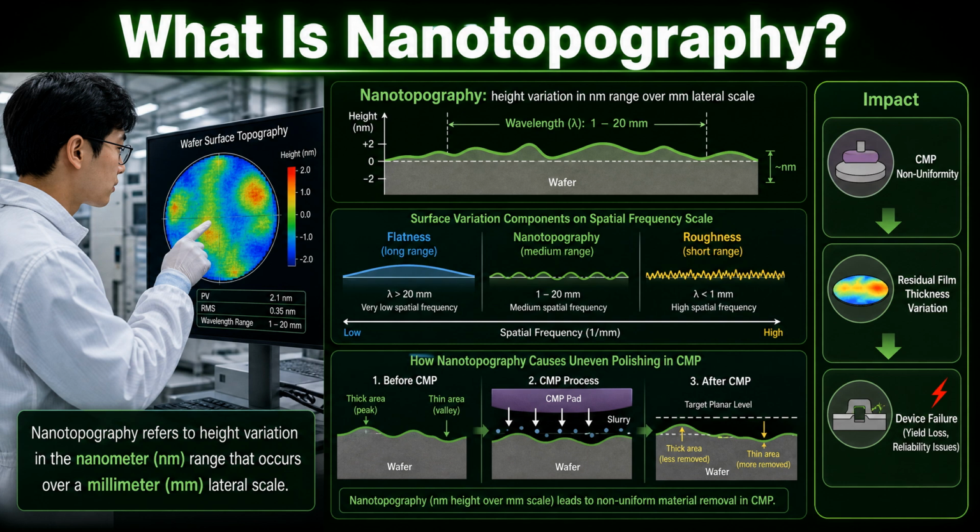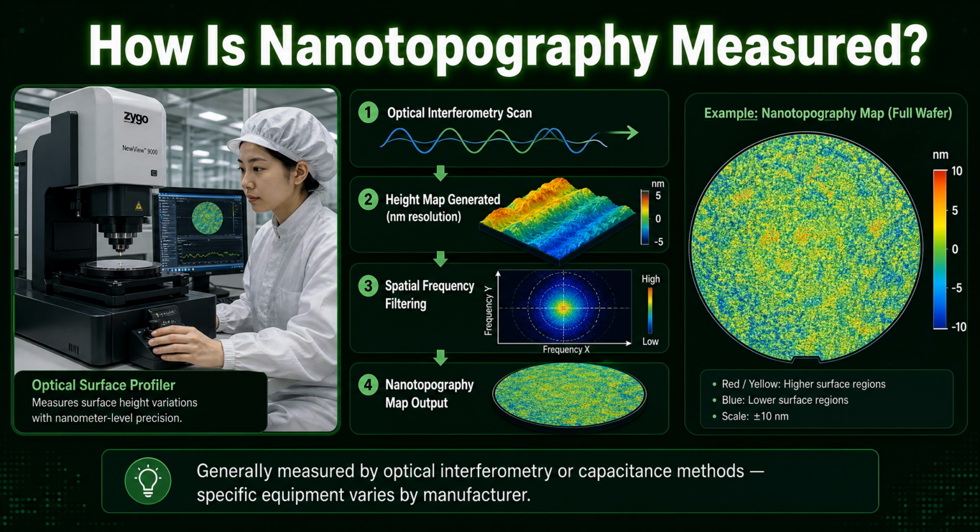Why does this matter? During CMP, chemical mechanical polishing, the polishing pad presses against the wafer surface. If the surface has nanotopography, the higher areas get polished more, and the lower areas get polished less. This creates uneven film thickness across the wafer, which can lead to device failure. As device geometries shrink, nanotopography has become an increasingly critical quality parameter.